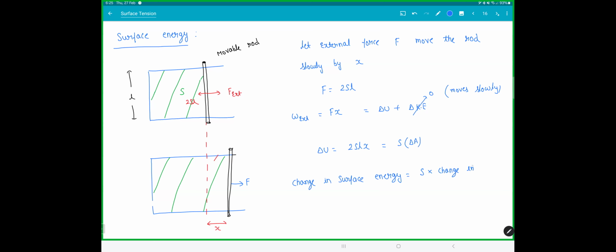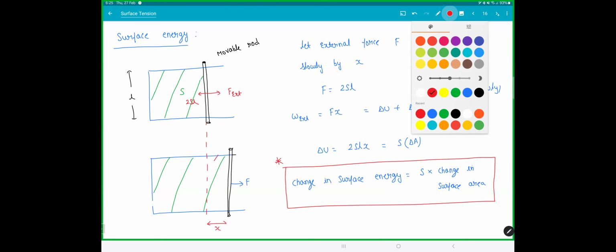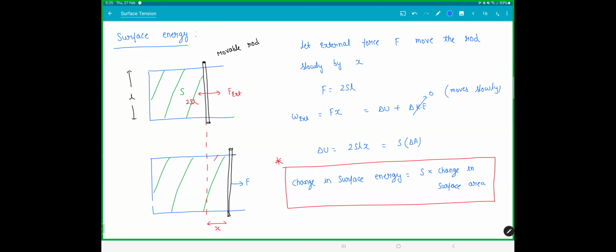So remember, for a soap film, there are two areas, front and back. All the energy that goes will be used to increase the surface area. So that is the energy stored on the surface. There, that's your result, everyone. This is the second formula. Have a look at this.